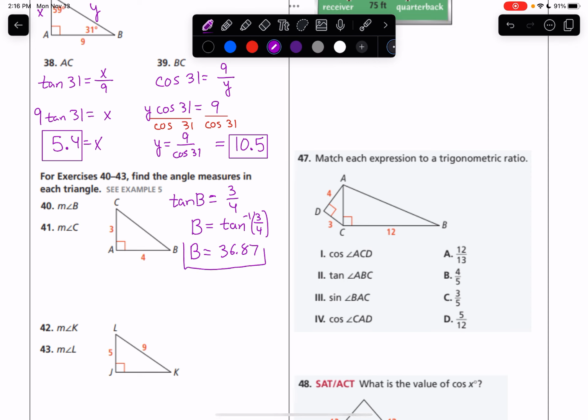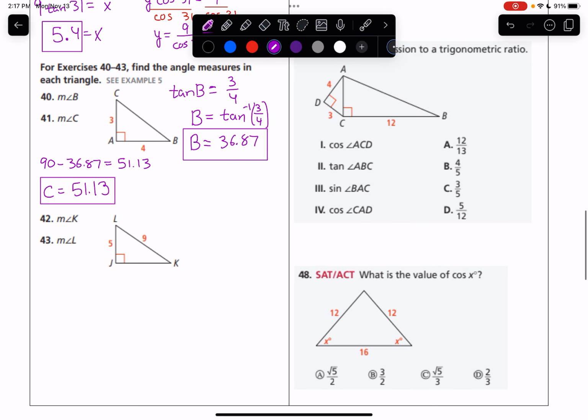And I can be not lazy, we're going to say efficient, and we're going to use that angle measure in order to find the measure of angle C, because I know this is a right triangle. So I know if I do 90 minus 36.87, that's going to give me C. So 51.13 is C. I could use trigonometry for that, but why? I don't need to.